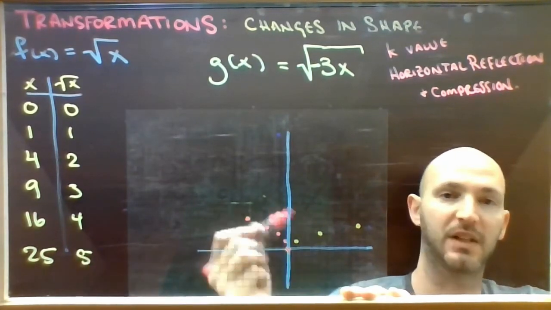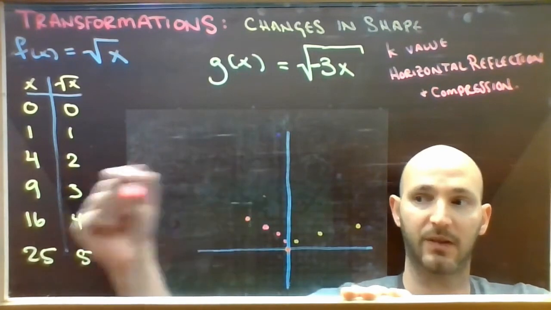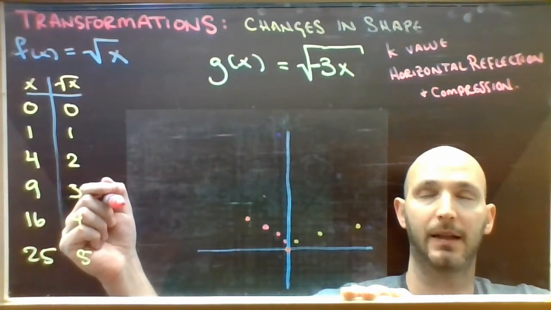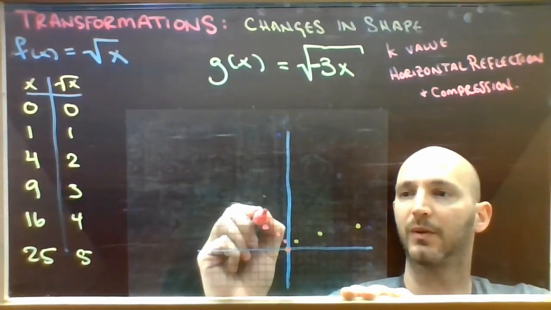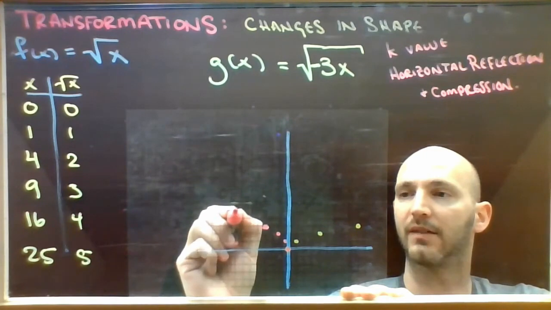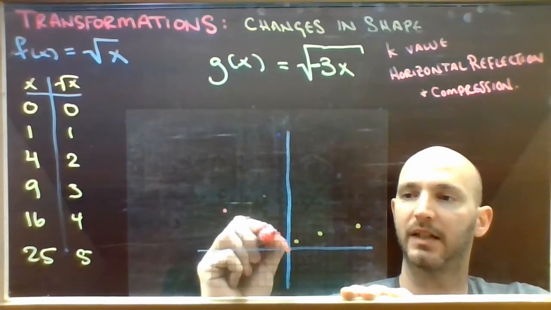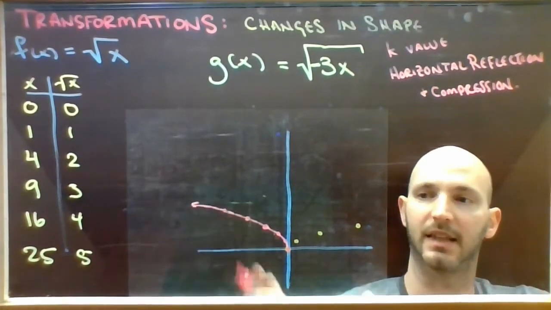This one used to be 25 squares that way, so reflect it, it's 25 squares this way. A third of 25 is 8.3. So 1, 2, 3, 4, 5, 6, 7, 8.3. And I get this lovely square root function happening on this side of the axis.